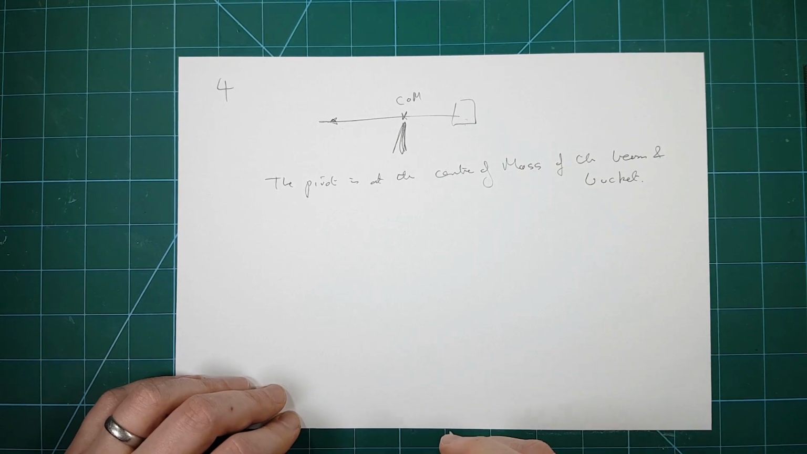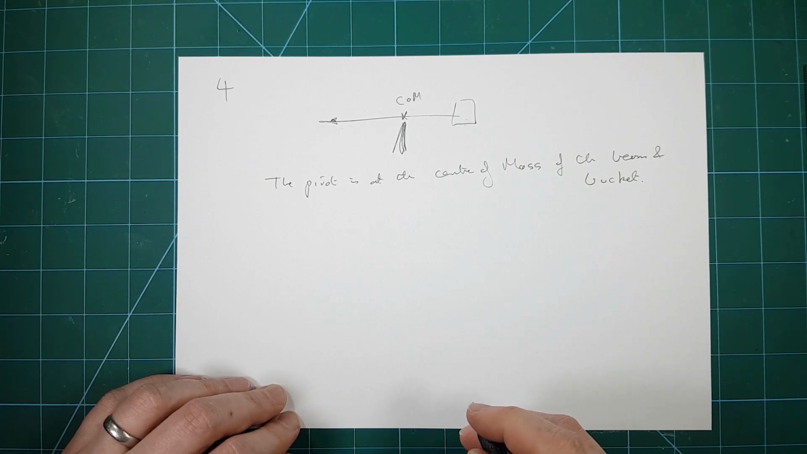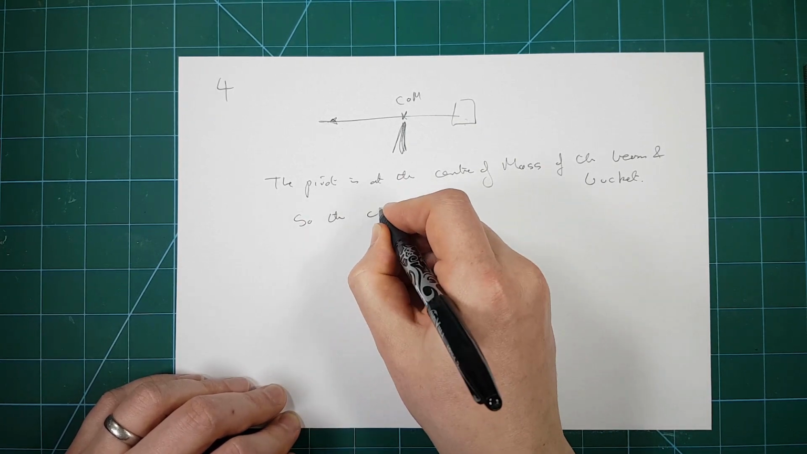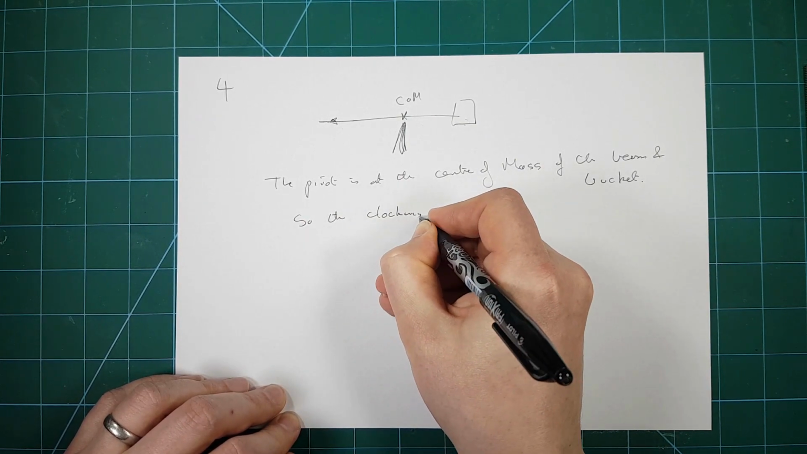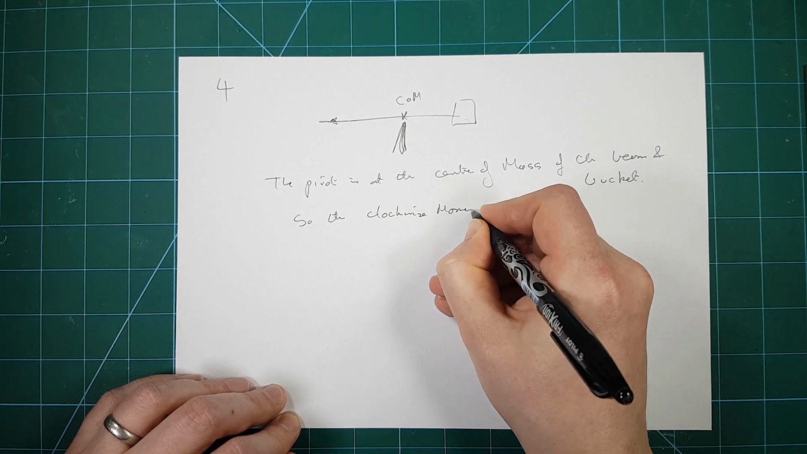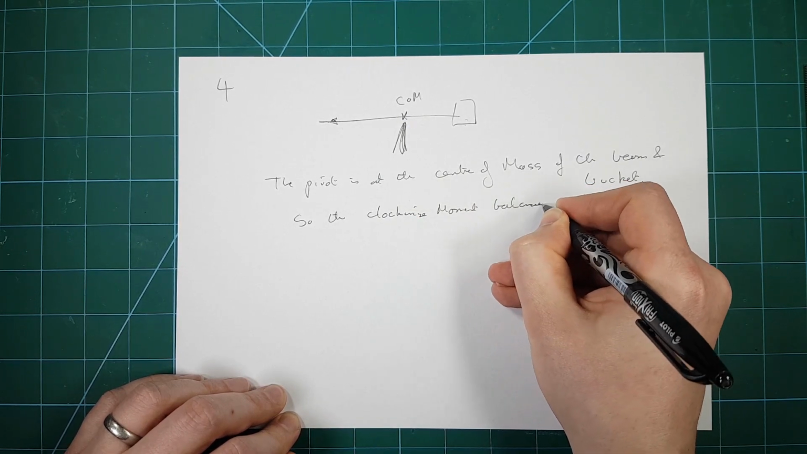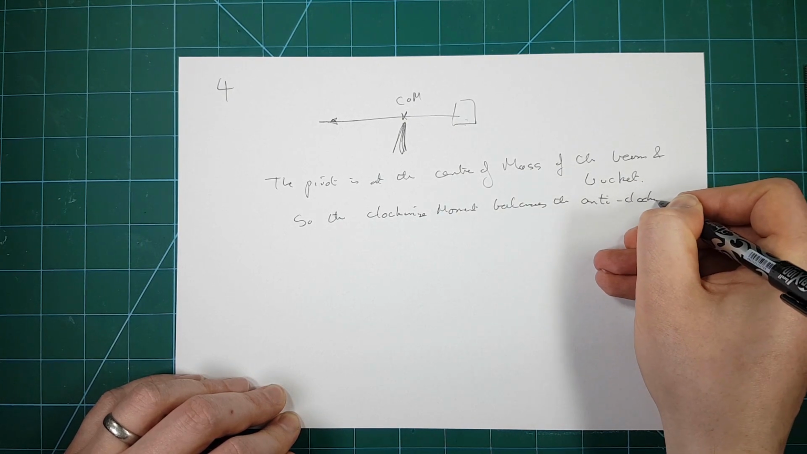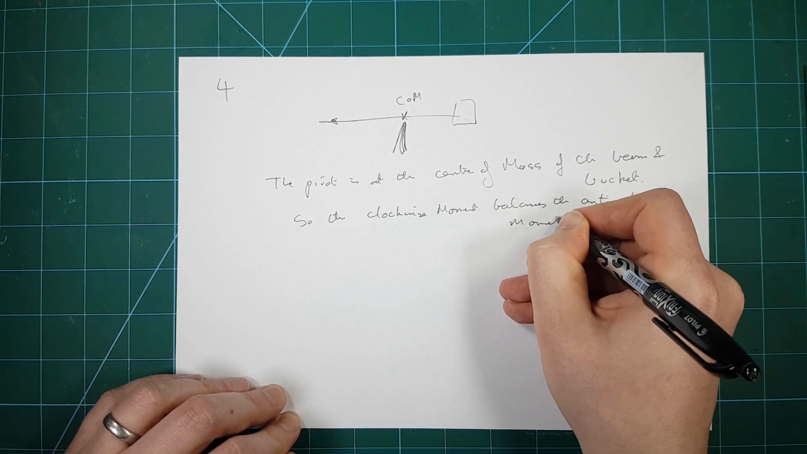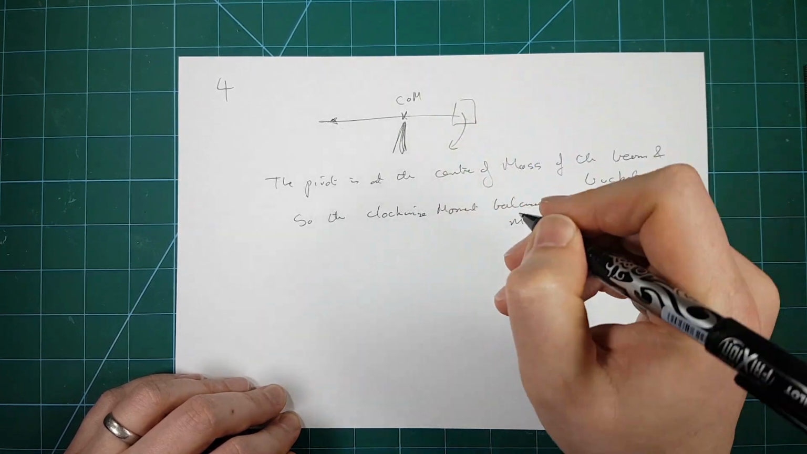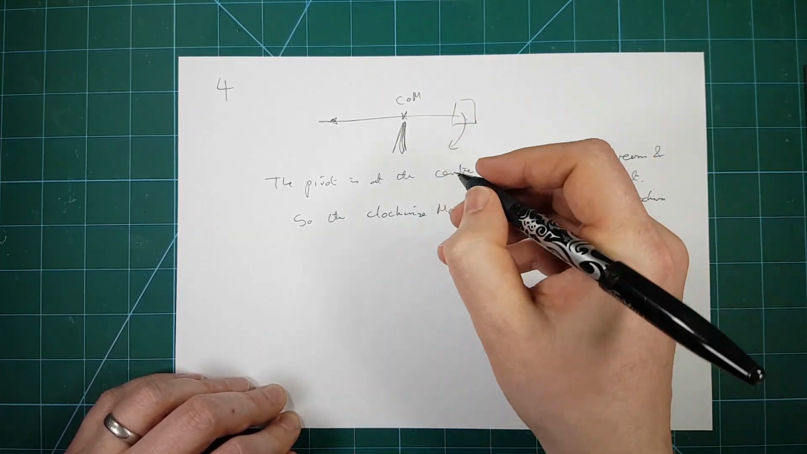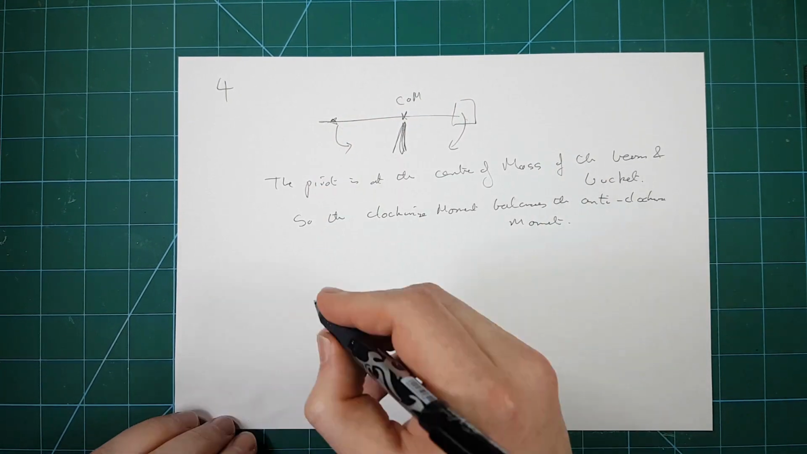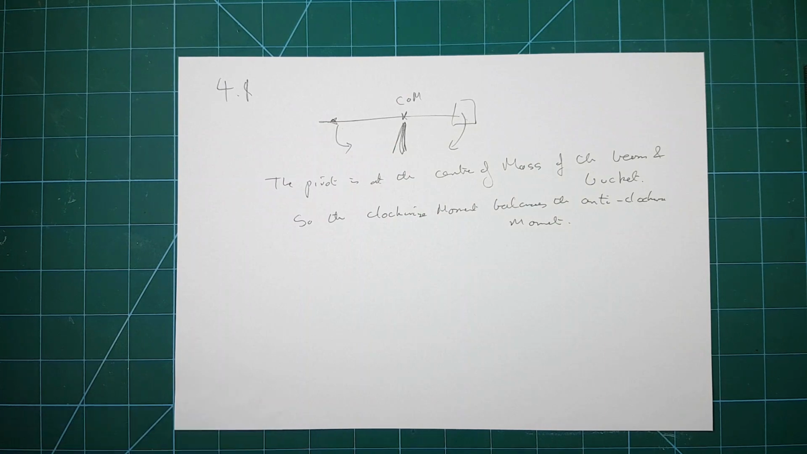Right, it's 2 marks, so that's never going to get you 2 marks. So the clockwise moment balances the anti-clockwise moment. So that's the clockwise moment of the bucket balances the anti-clockwise moment of the beam, like so. That was 4.1, sorry.